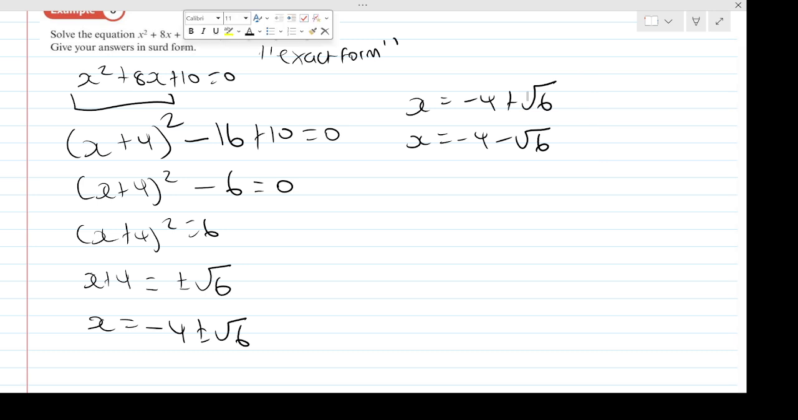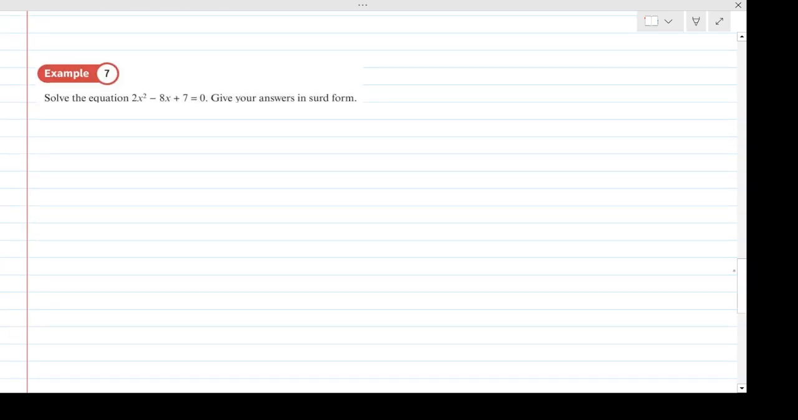Anyway, so that's our two answers, and hopefully the idea is that if we complete the square, I'm going to have something squared equals a number. So then I can square root, essentially. And that's how we can solve it. Let's have a look at another example then.